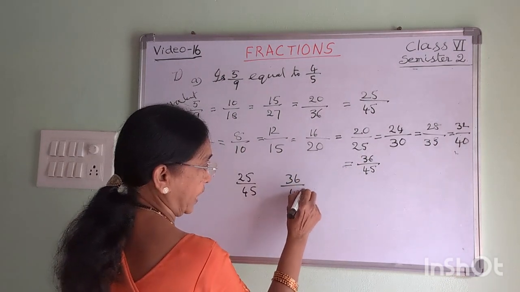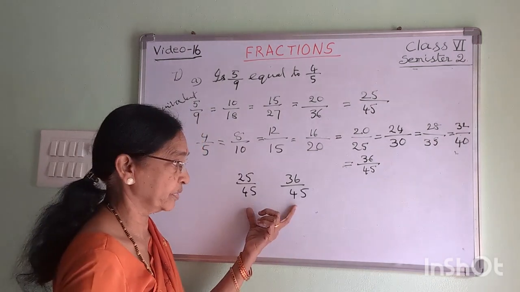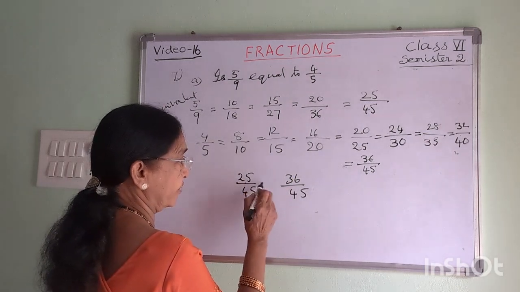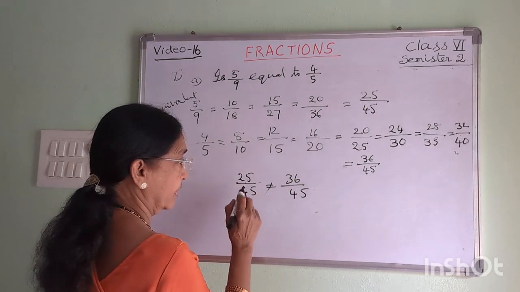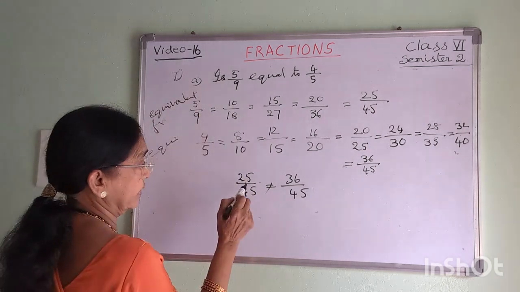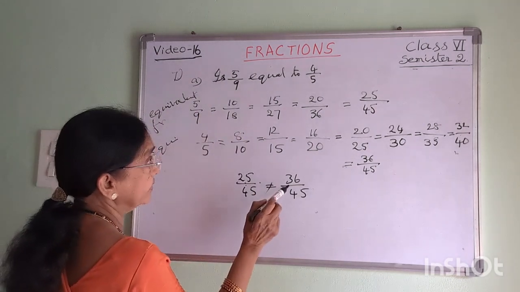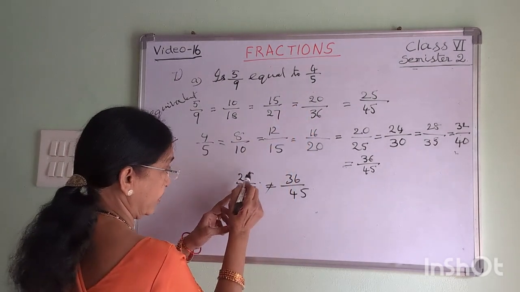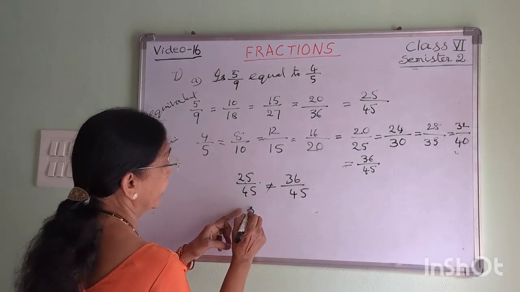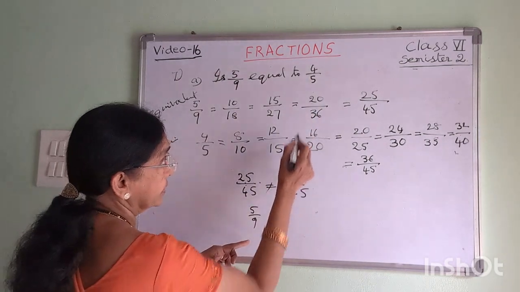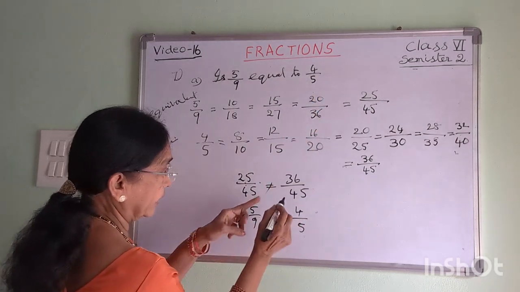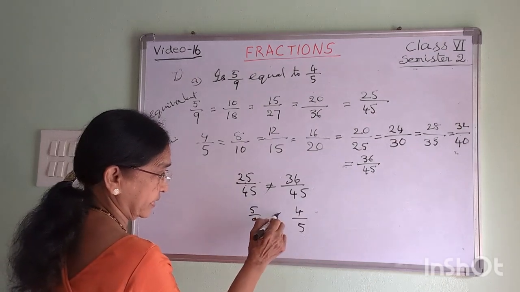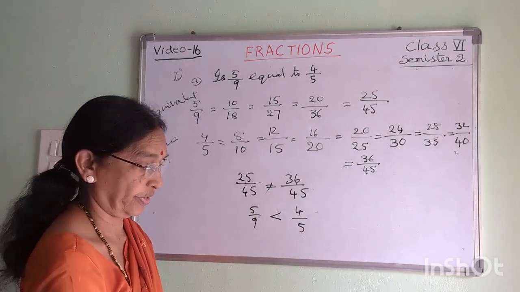So these two are like fractions having the same denominator. Therefore, we can compare the numerators. Numerators are different, therefore they are not equal. 5 by 9 is less than 4 by 5, because this is equivalent to 5 by 9 and this is equivalent to 4 by 5, and here this numerator is greater, therefore this is greater and this is lesser. 5 by 9 is less than 4 by 5.